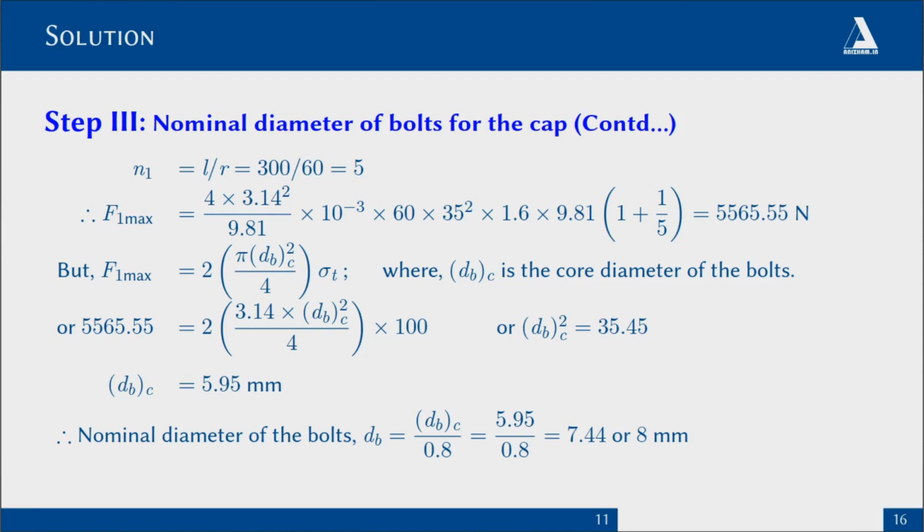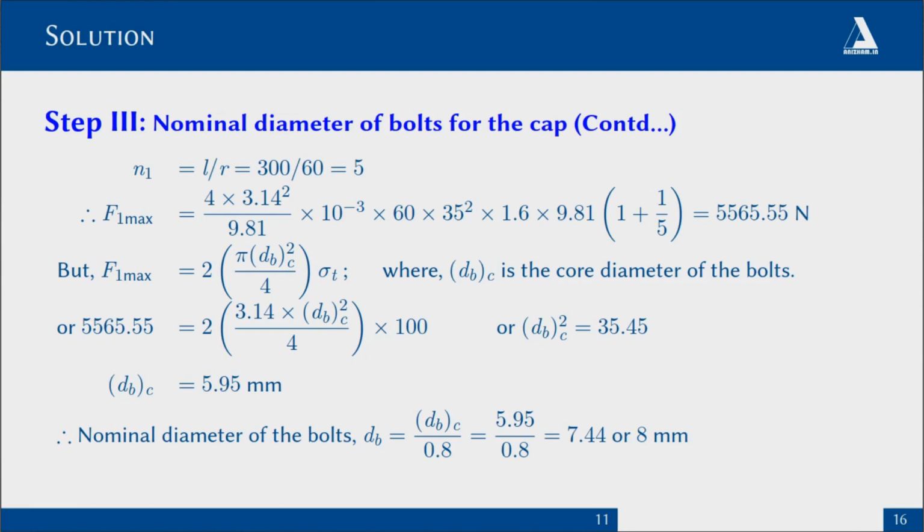But this force has to be resisted by these two bolts that are used to fix the cap. So the strength of these bolts can be obtained by multiplying the cross section of the bolt with the tensile strength. So the relation is F1 max equal to 2 times pi dBc squared divided by 4 multiplied by sigma t, where dBc is the core diameter of the bolts. So F1 max is 5565.55 and sigma t is 100, and from the relation we obtain dBc as 5.95 millimeter.